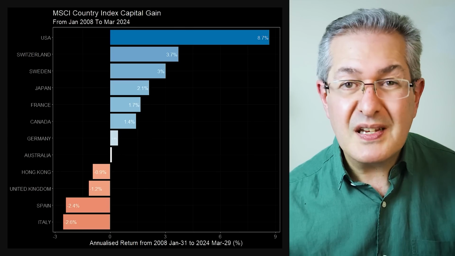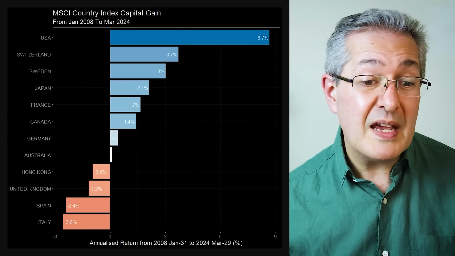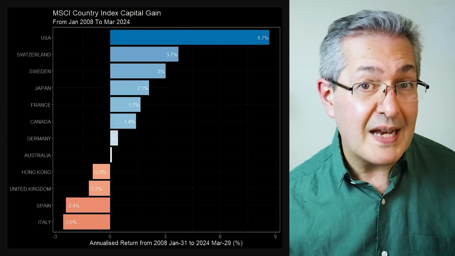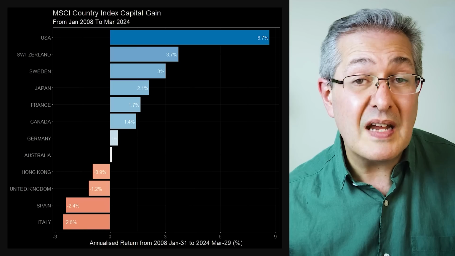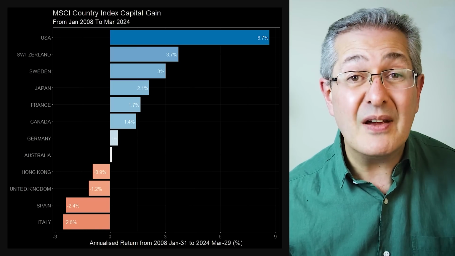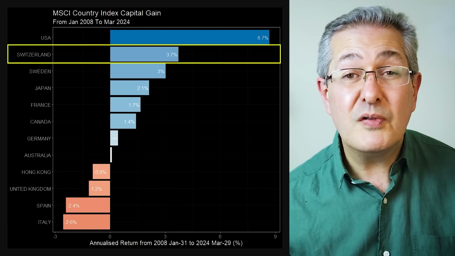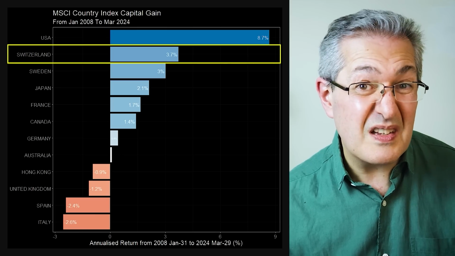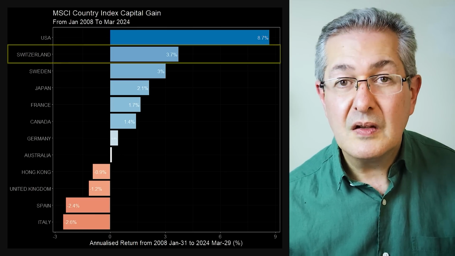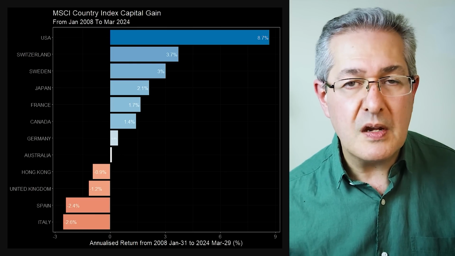You can understand the thinking of someone who chooses just the S&P 500. After all, Warren Buffett likes it, and Jack Bogle liked it. And if we look at the returns of the S&P 500 compared with other countries since the financial crisis, well, it's just outperformed every other country hands down. Its return has been close to 9% per year, and the closest performing country that comes second is Switzerland at just under 4%. So why not go all in on the US?